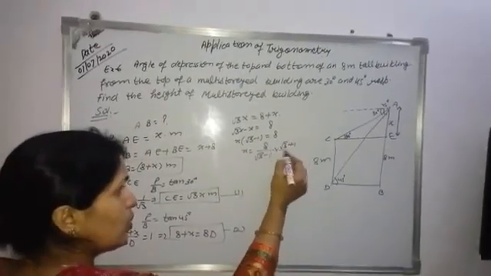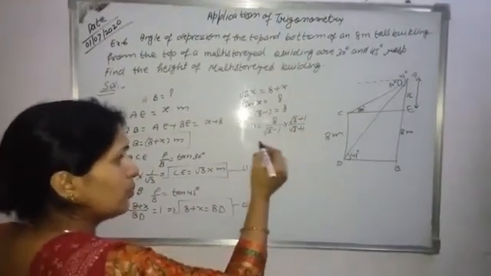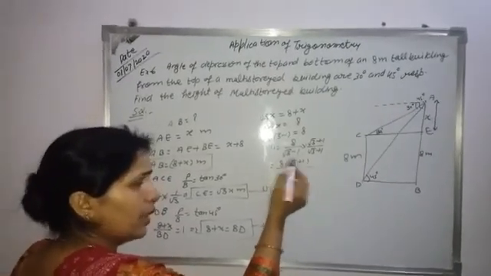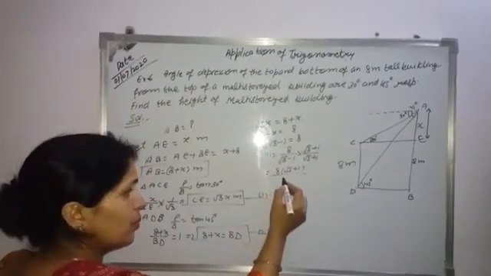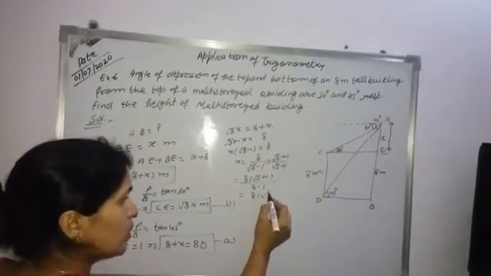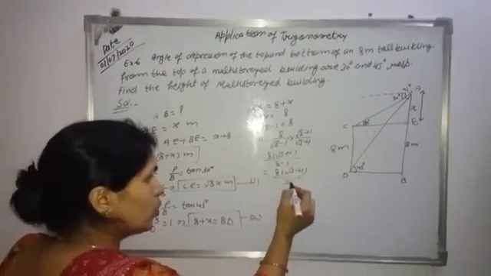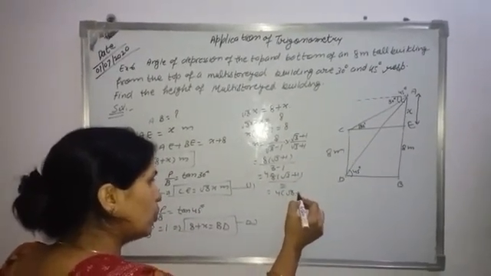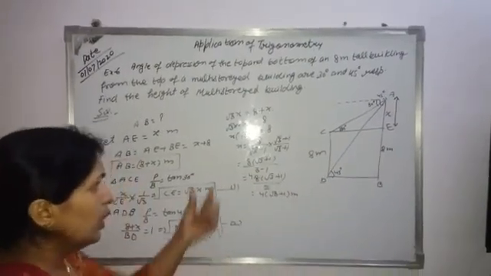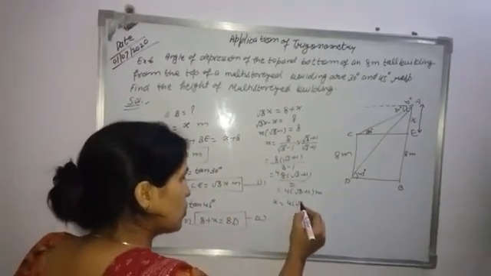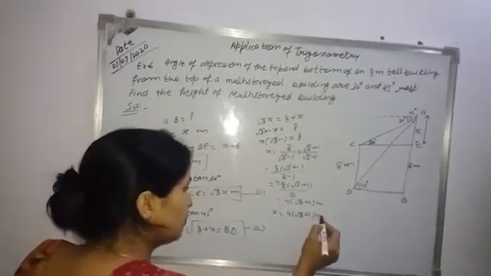So apply rationalization, then we obtain 8 times (root 3 plus 1) divided by (a minus b)(a plus b). So we obtain 3 minus 1, which is 2. Two fours are 8, so 4 times (root 3 plus 1) meters. This is the value of X. X is 4 times (root 3 plus 1) meters.